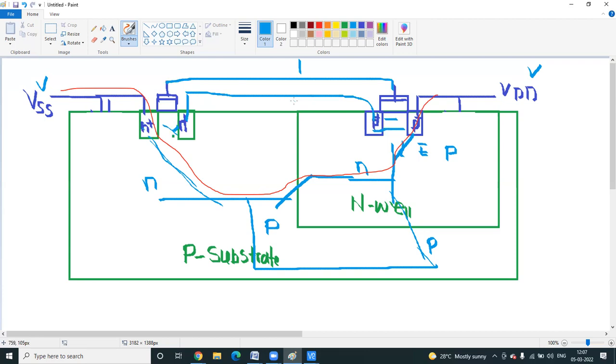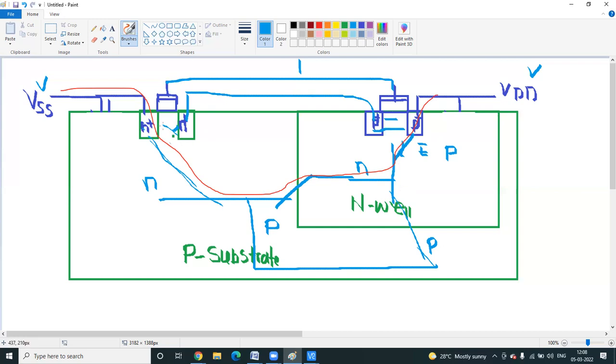Understand or not? What is the definition of latch-up? The short circuit path is created between the parasitic BJTs. How am I telling this is a BJT? The emitter, I told first, is N plus, highly doped. The N well is lightly doped, and the P substrate is also lightly doped. That's why a BJT will be formed.